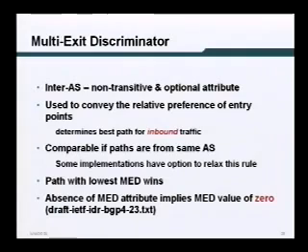But some implementations have an option to relax this rule. Okay? You may be trying to compare MEDs between you and some other autonomous system, but transiting different ASs in the middle. Some people have had that need, so they've gone to their favorite vendors and said, we need this, can you please add a knob? And so the knobs begin. Path of lowest MED wins. Absence of an MED attribute implies an MED value of 0. Okay, and that's in the current BGP draft.